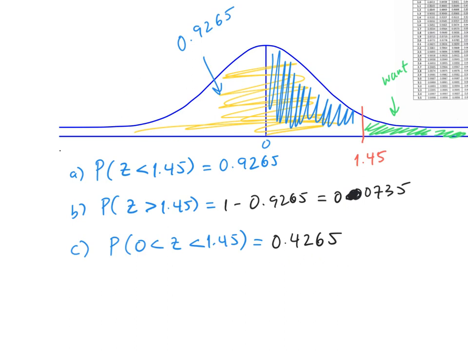Remember how it was 0.4? Why did we get 0.4? Because it was 0.9 minus 0.5. Okay? Is that clear? Yes?